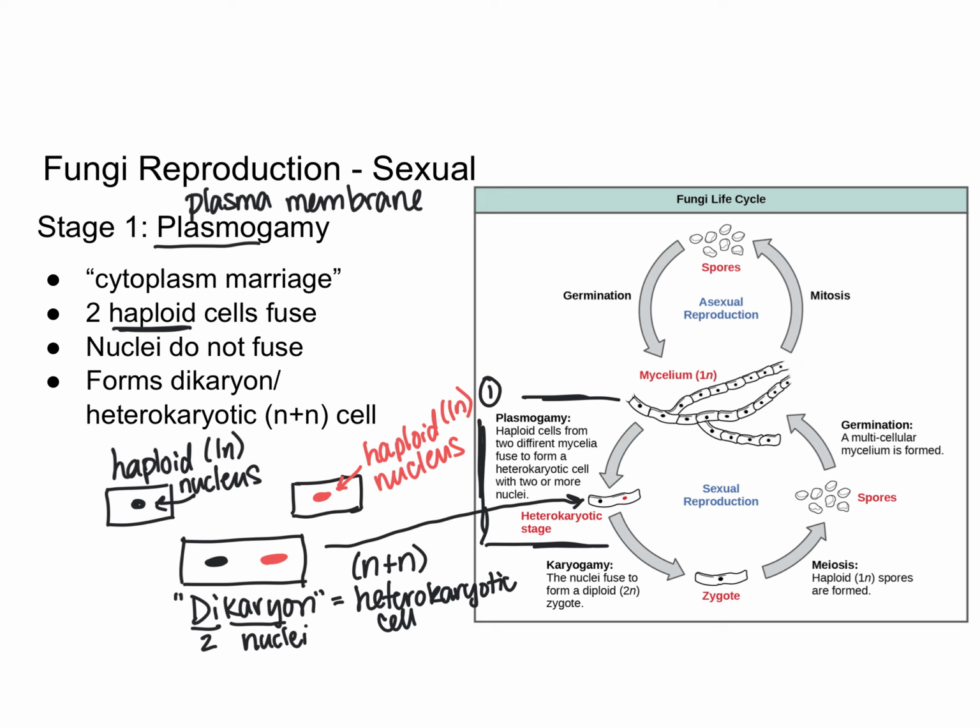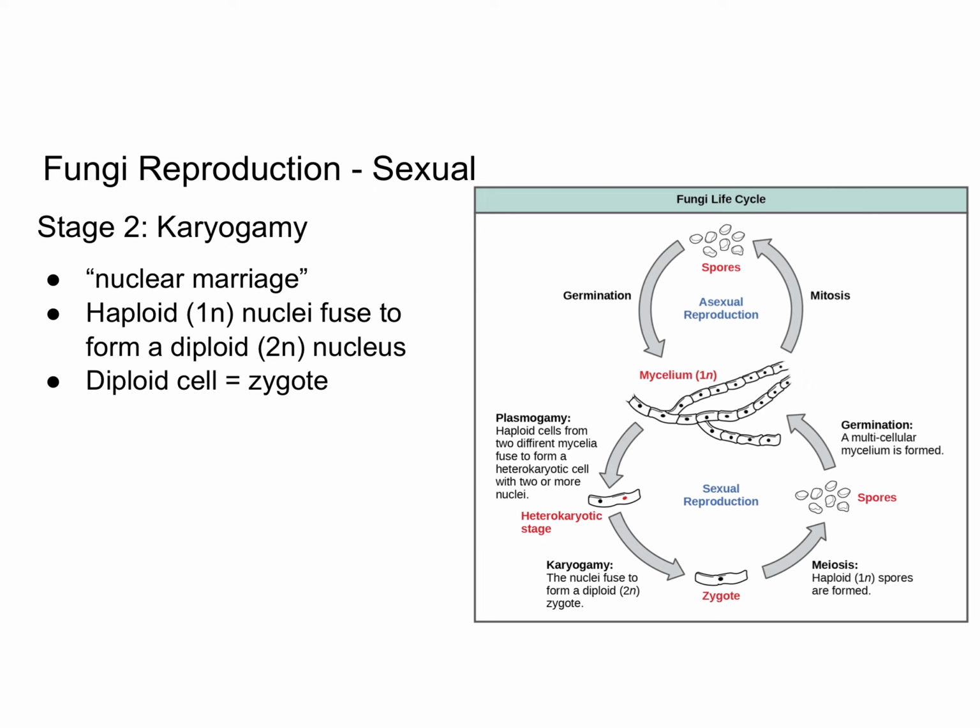Now, this condition of having this dikaryon can exist for a really long time, potentially days, weeks, months, or even years. And so the cells might stay in this stage until environmental conditions change to a point that allows them to enter the next stage. The second stage is karyogamy. And remember that this prefix of karyo has to do with the nucleus. So this word karyogamy means nuclear marriage.